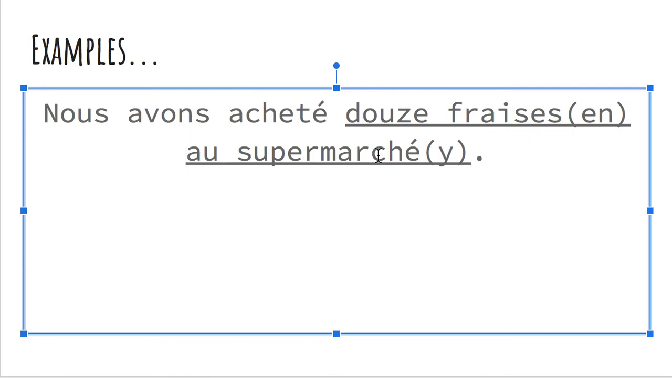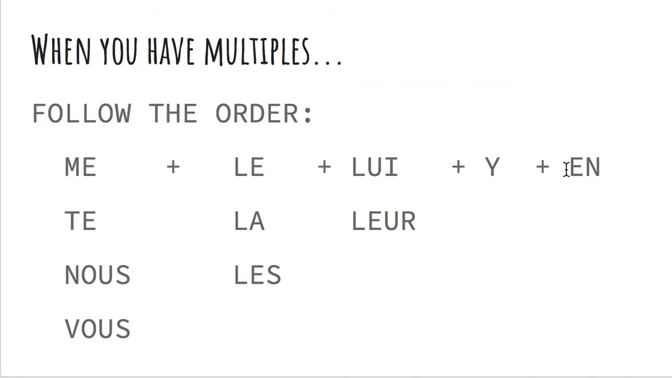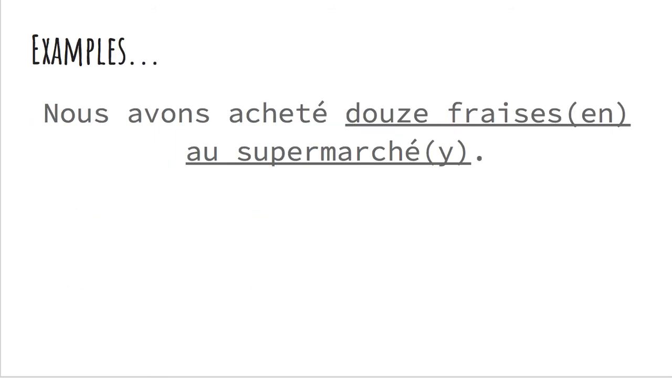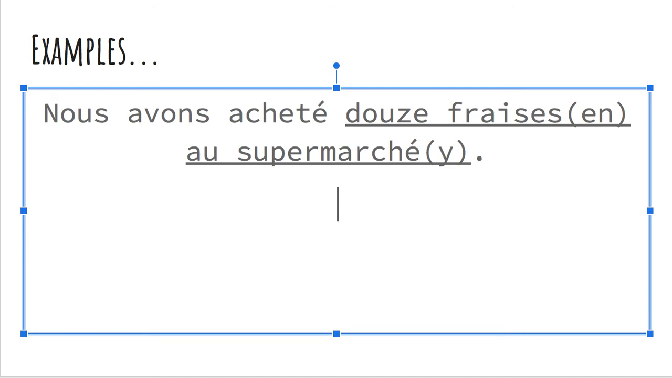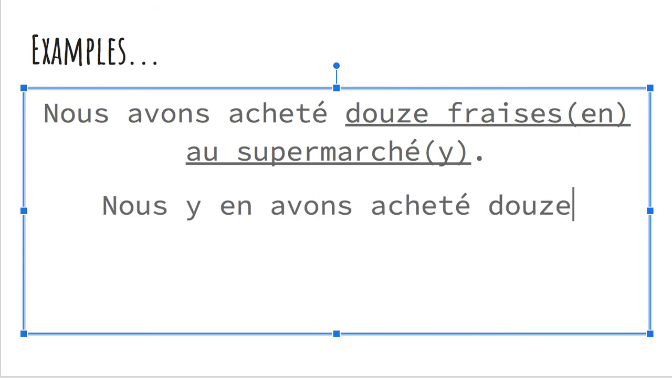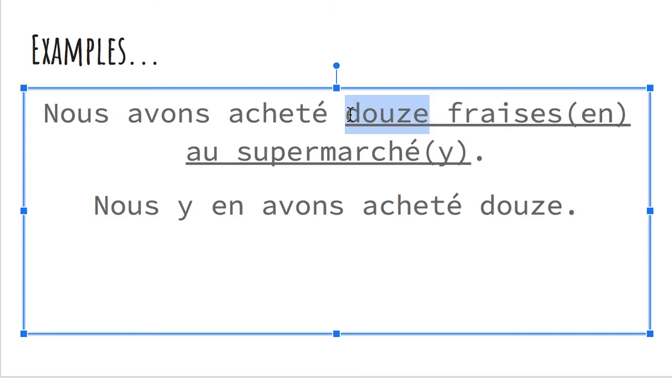So I have two things. I'm going to look back at my order. Which one goes first? Y, then en. I remember it like a donkey, like y-en, like a donkey sound. So that is how you're going to tell which one goes first. So here we go. When I rewrite, nous avons acheté. And then if you remember, there's a rule that when you have a number or a quantity, that number is going to stay out. So nous y en avons acheté 12. So that says we bought 12 of them there. That is what that would translate to. So nous y en avons acheté 12.